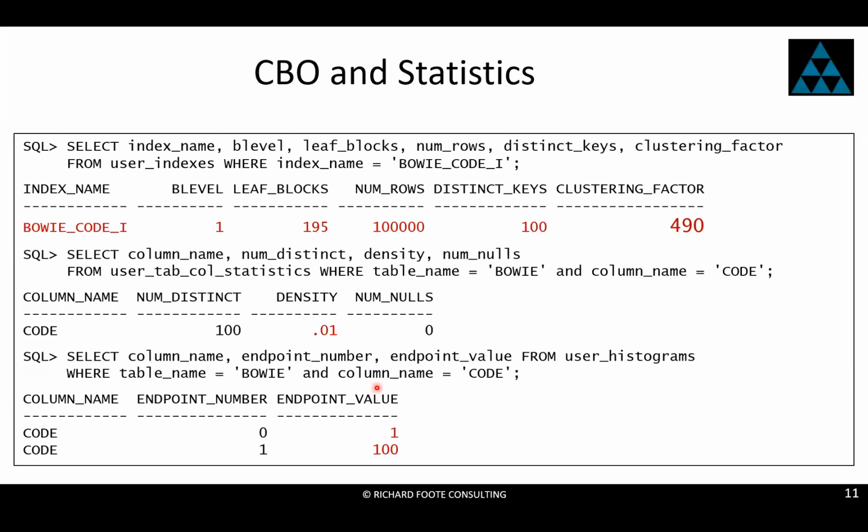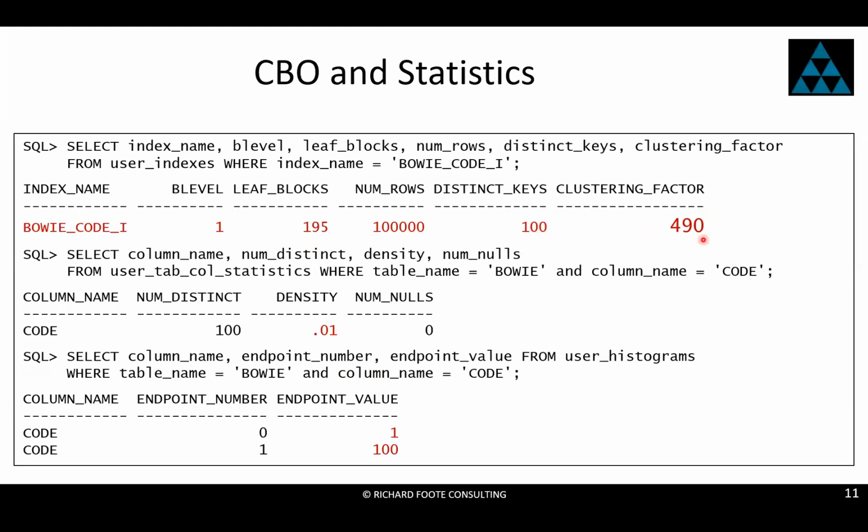Here are my statistics for my index on my code column. And we can see that it's a B level 1, which means I've got to just read one block before I get down to my leaf blocks. I've got 195 leaf blocks. I've got 100,000 rows in my index, the same as my table, which means I don't have any nulls in my index. I've got 100 distinct keys. We know this. There's 100 different values.